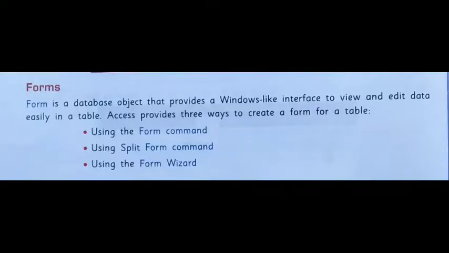Now, what is a form in Access 2016? A form is a database object that provides a Windows-like interface to view and edit data easily in a table. Access provides three ways to create a form for a table: using the Form command, using the Split Form command, and using the Form Wizard.